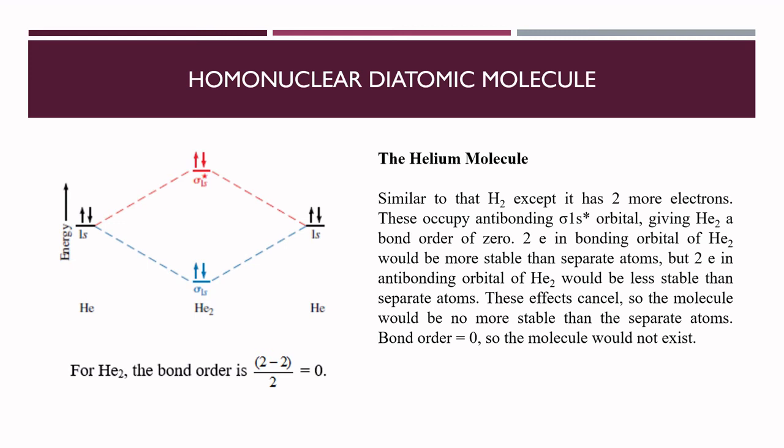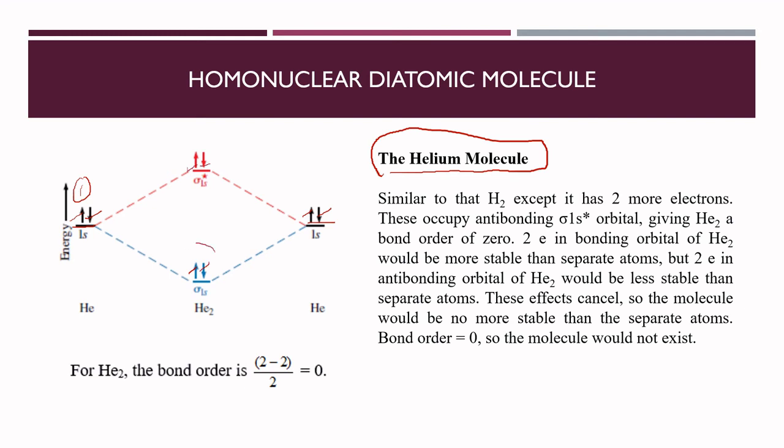For the next homonuclear molecule, which is the helium molecule, it is similar to hydrogen, except it has 2 more electrons. This means the 2 extra electrons will occupy the anti-bonding region. So we draw 1s, and when it is combined, it will give 1 electron, 2 electrons, 3 electrons, 4 electrons. This is 1, 2, and then 3, 4.